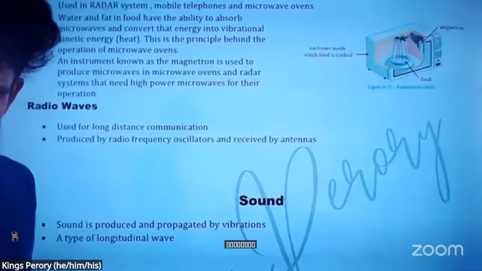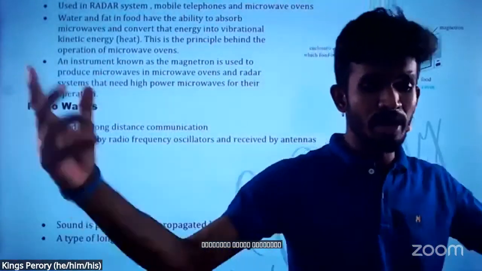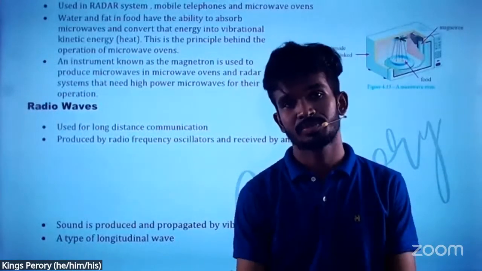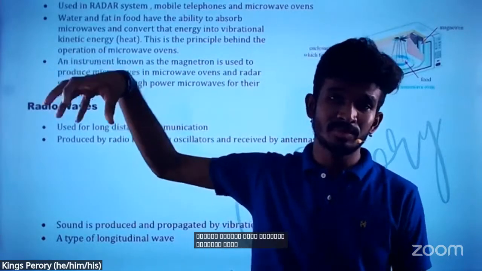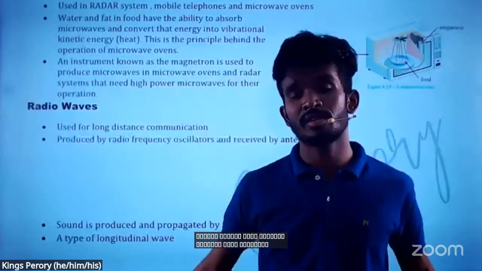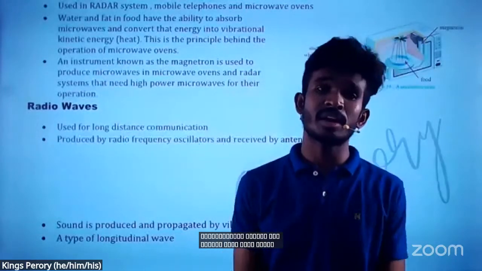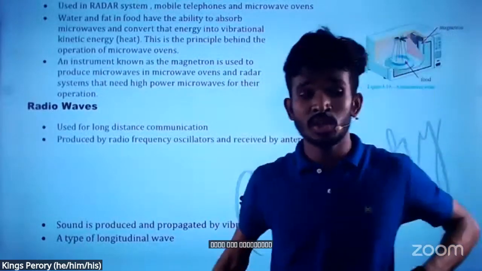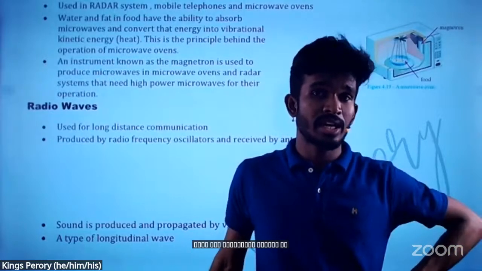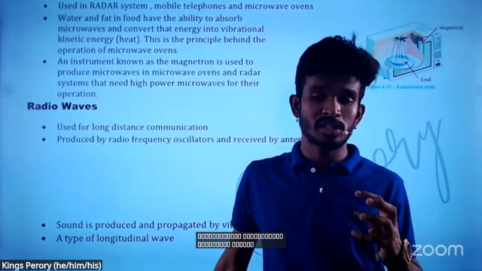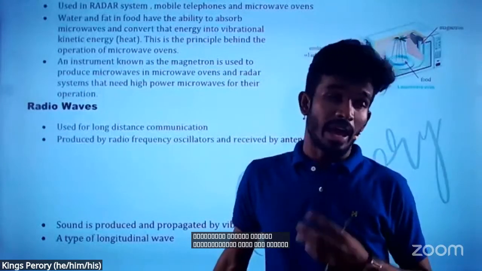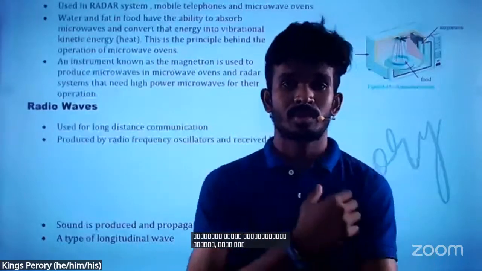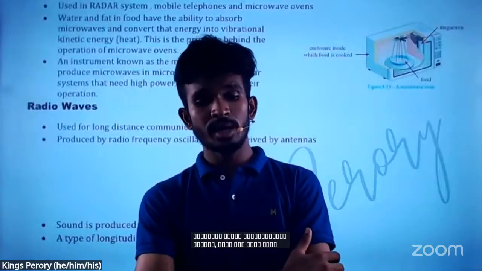Next, finally, radio wave. Used for what? Very long distance communication. For long distance communication, radio waves are used, between a signal tower and a satellite. TV channels are transmitted using radio waves. For that, antennas are used for receiving. A radio frequency oscillator is a device that will emit radio waves. Antennas will receive radio waves. So TV communication is done using radio waves. Even now, on Zoom, the communication is done using radio waves.